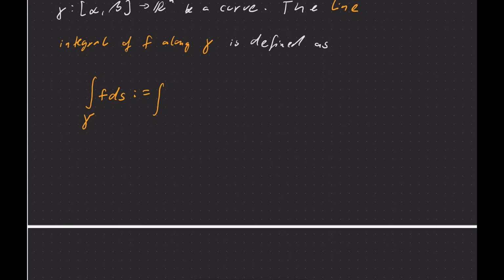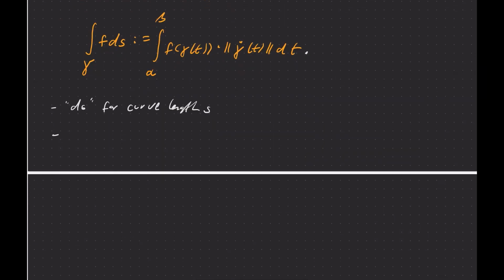And that is defined as the integral from alpha to beta over f of gamma of t multiplied with the norm of gamma dot of t dt. Okay, so just as a note, this ds somewhere stands for the curve length s, so you're integrating over the curve length. That's the idea here. And another thing about notation, something that you'll often see is an integral with a little circle in the middle. That is usually used if the curve is closed, so if the end point and the starting point are the same.